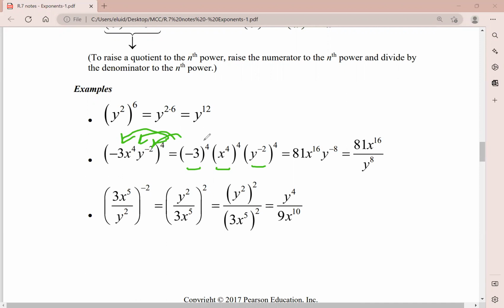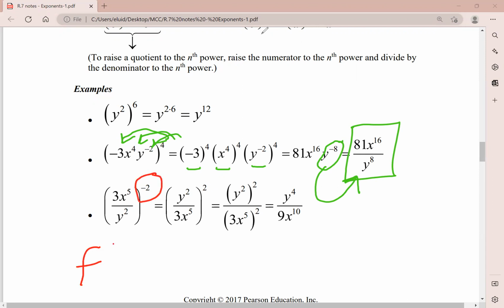Negative 3 to the 4th, negative times negative becomes positive. Any even power of negatives will become positive, and we get positive 81. X to the 4th, we multiply those exponents. 4 times 4 is 16. -2 times 4 is -8. So there's that y to the -8. And then notice how we rewrite it as y to the +8 now in the denominator of a fraction. We've seen that before.